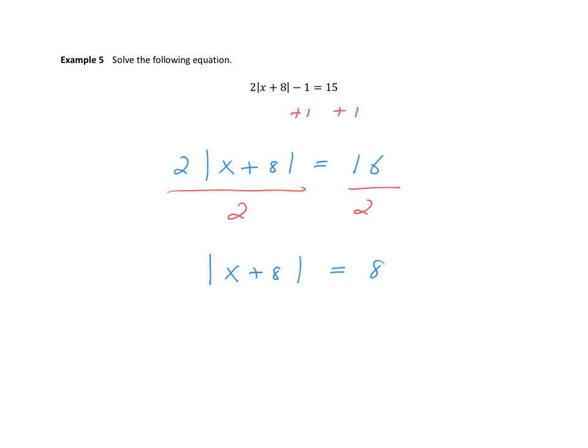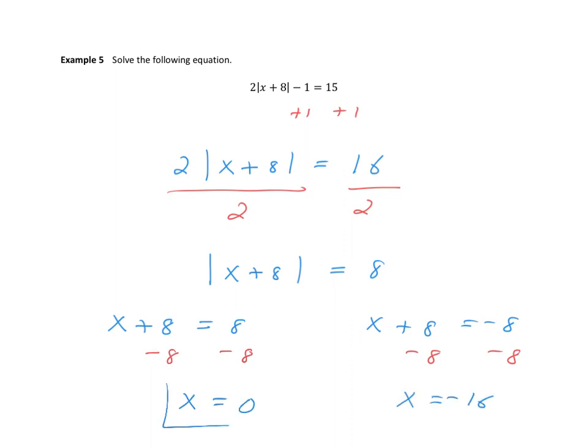Okay, at this point, we can now set up two equations. When does x plus 8 equal 8? And when does x plus 8 equal negative 8? These two equations will give us the two solutions to this equation up here. In both of them, we're going to subtract 8 from both sides. And the result is that over here, x is equal to 0, and also x is equal to negative 16. These are the two solutions to the original equation.